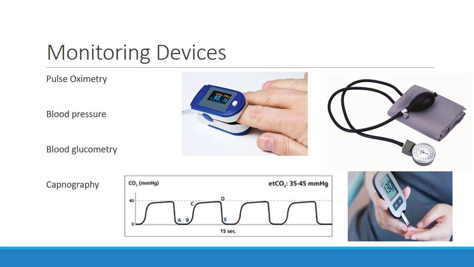We'll be looking at waveform capnography, which is the waveform you see here. And we'll also be looking at the quantitative capnography as well, which you see in the upper right corner of this photo, where it says EtCO2 is 35 to 45 millimeters of mercury. So capnography is looking at the end-tidal CO2, so that's what EtCO2 means. And the normal end-tidal CO2 is 35 to 45 millimeters of mercury. So we will explain this more once we get into airway management and respiratory problems.